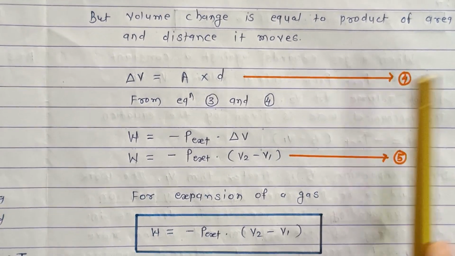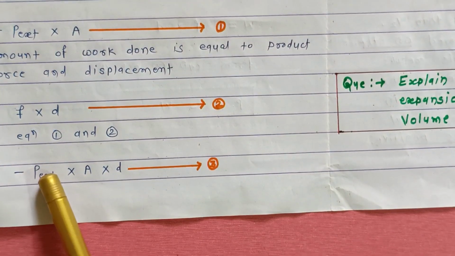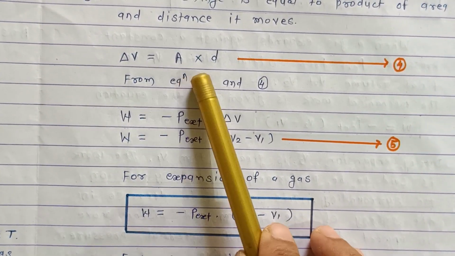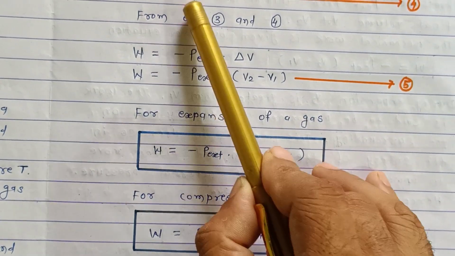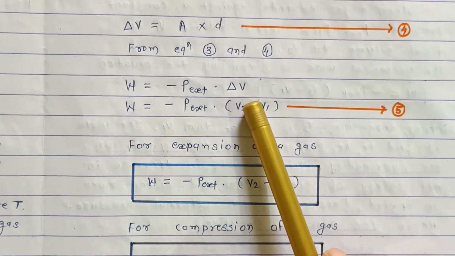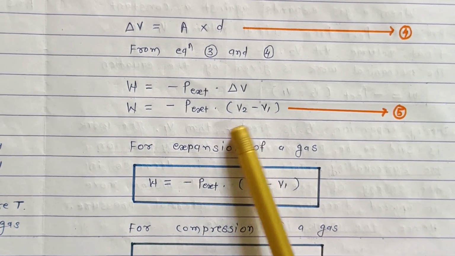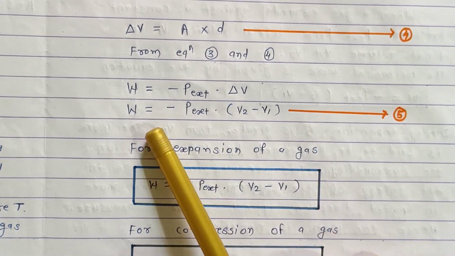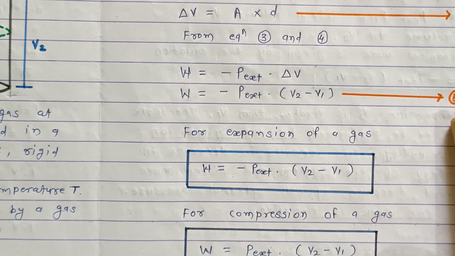Before this, we have taken the equation number 3. What is equation number 3? W is equal to minus P external into A into D. But now A into D is equal to delta V. Therefore, the equation becomes W is equal to minus P external as it is, and A into D is now replaced by delta V. So W is equal to minus P external into delta V, meaning V2 minus V1. Delta V means V2 minus V1. So W is equal to minus P external into V2 minus V1. This is our main equation, equation number 5.